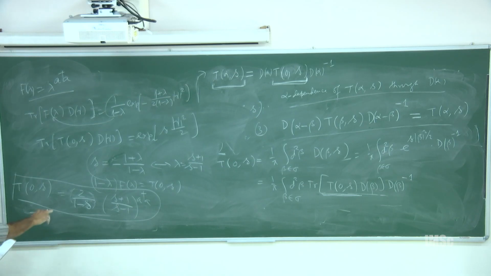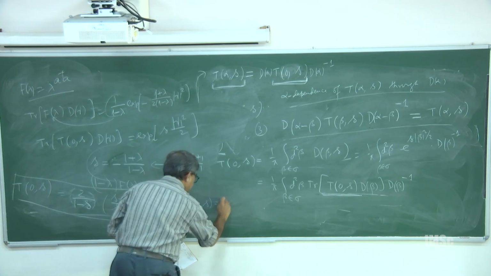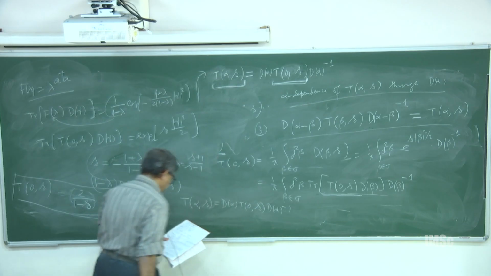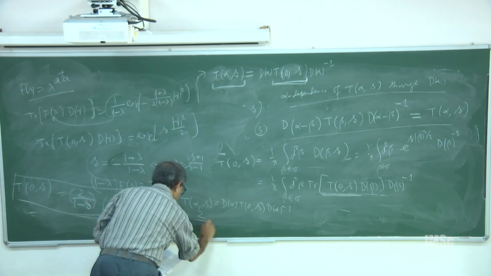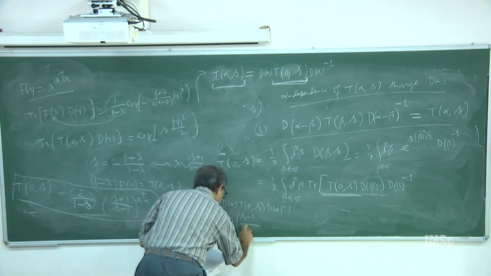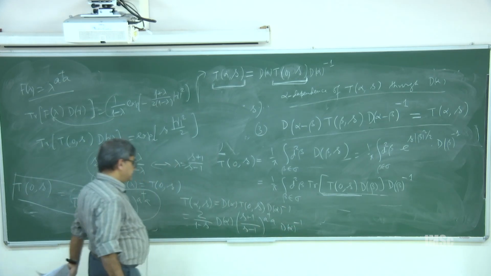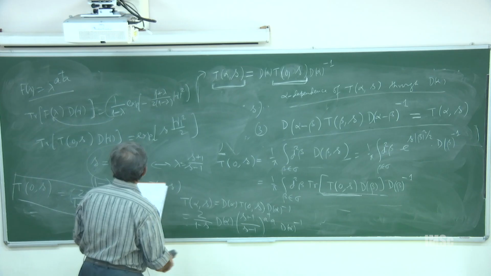Right. So, once you have this expression, now you take this T of alpha s, which is D of alpha T of 0 s D of alpha inverse. And this is again the same as 2 by 1 minus s D of alpha (S plus 1 by S minus 1) to the power A dagger A D of alpha inverse.